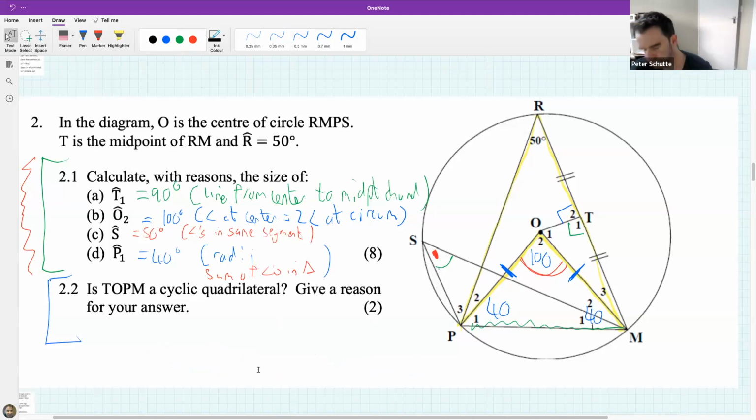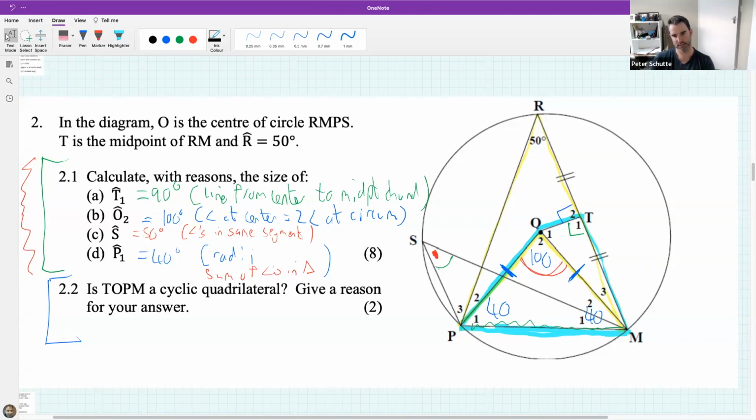Okay, now, before we take our break, we're going to attempt 2.2 because we've been doing well here. It says here, is TOPM a cyclic quad? So first, all I'm going to do is make sure my brain knows where to look. So I go to TOPM. Is TOPM a cyclic quad? And why is it a cyclic quad or not a cyclic quad?